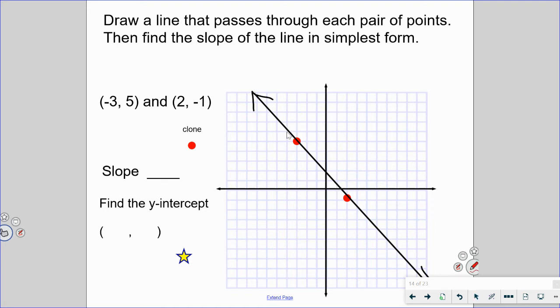Now let's go ahead and calculate our slope, shall we? So let's find a rise, or maybe I should say a fall. 1, 2, 3, 4, 5 goes down. Nope, wake up, Mr. Callan. That goes more than 5. 1, 2, 3, 4, 5, and 6 down. 1, 2, 3, 4, 5 to the right.